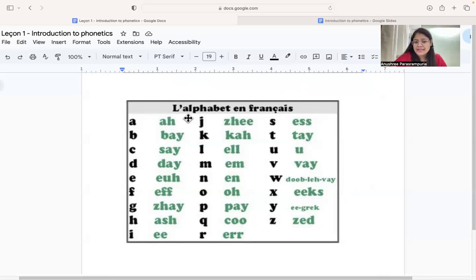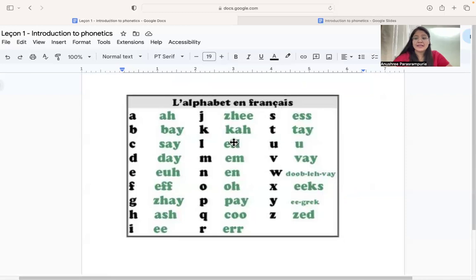Ce sont les alphabets en français. These are the alphabets in French. You can definitely read it, understand it, and then solve and also make notes on it. It's very important. I cannot stress enough the need to make your handwritten notes on it.